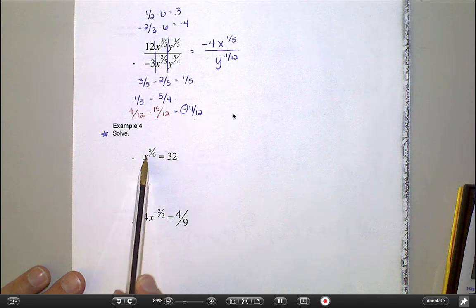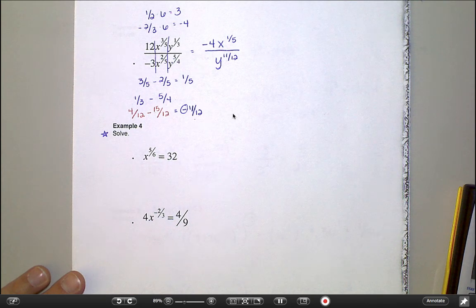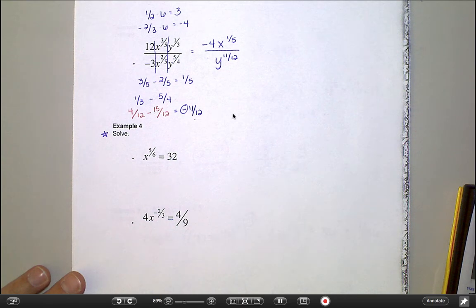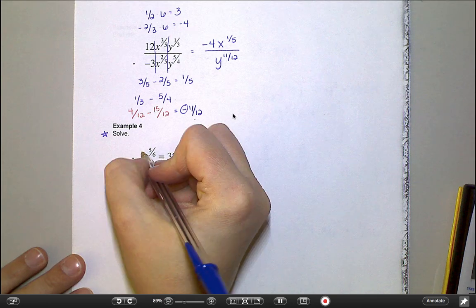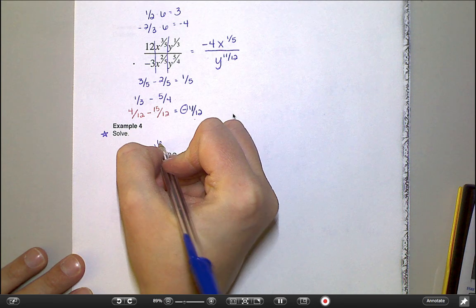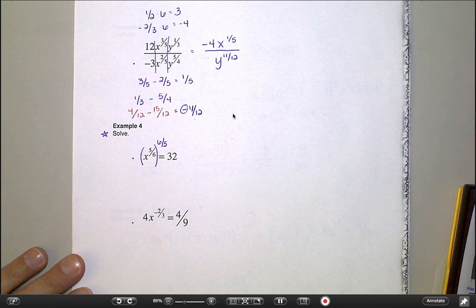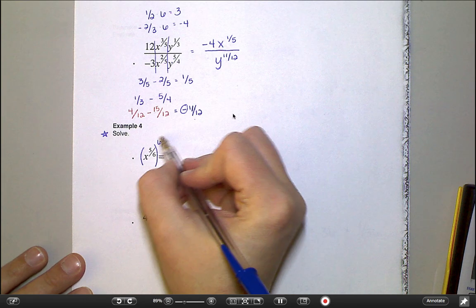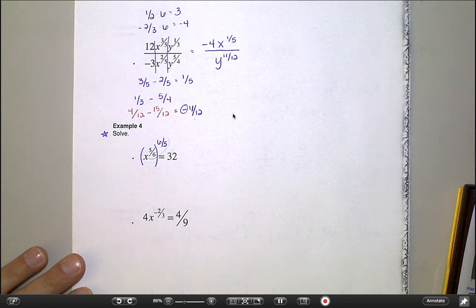So I want to think about how can I get rid of a power of 5/6? And we sort of talked about this yesterday, although I hope you made the connection. What we can do here is raise to the power of the reciprocal. Now notice I said raise to the power and not multiply, because when I raise to a power, these two end up getting multiplied together and they cancel each other out.